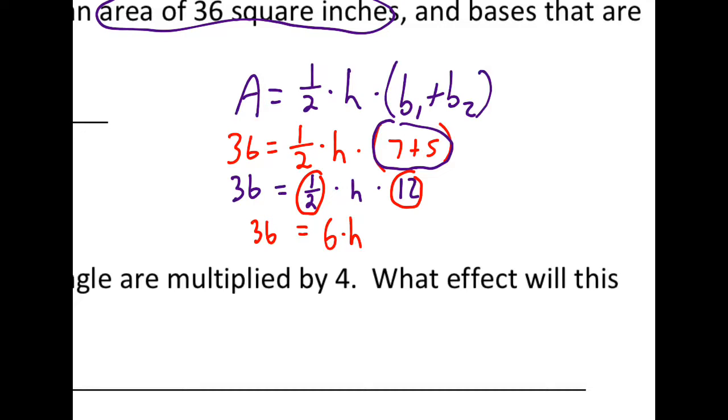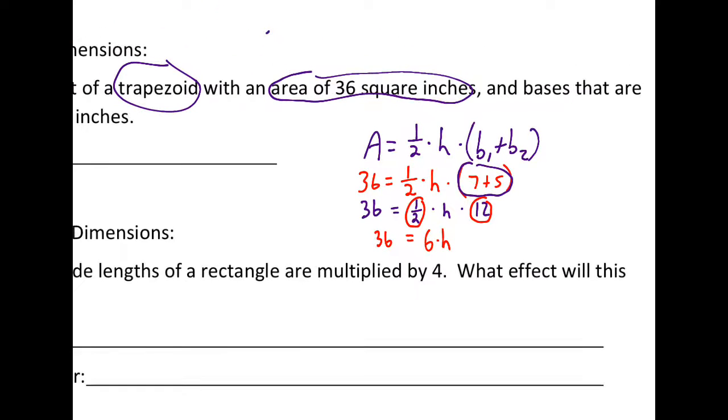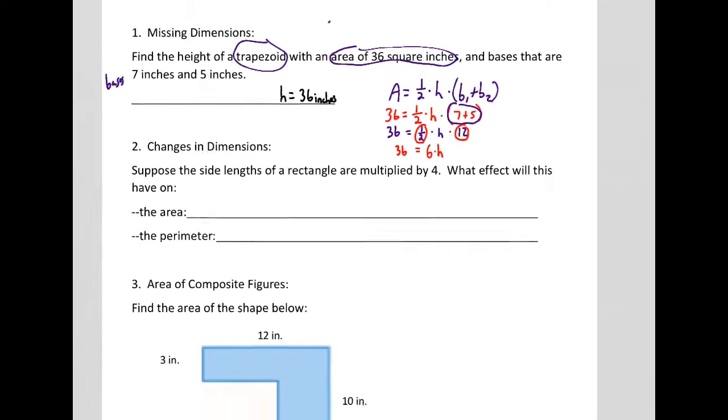So here's what I'm left with. I am left with 6 times what is 36? 6 times 6 is 36, so guess what that means? It means my height equals 6 inches. Remember, height is just a dimension, so it's not square inches, it's just inches. All right, if you had that one, good, you're kicking butt.